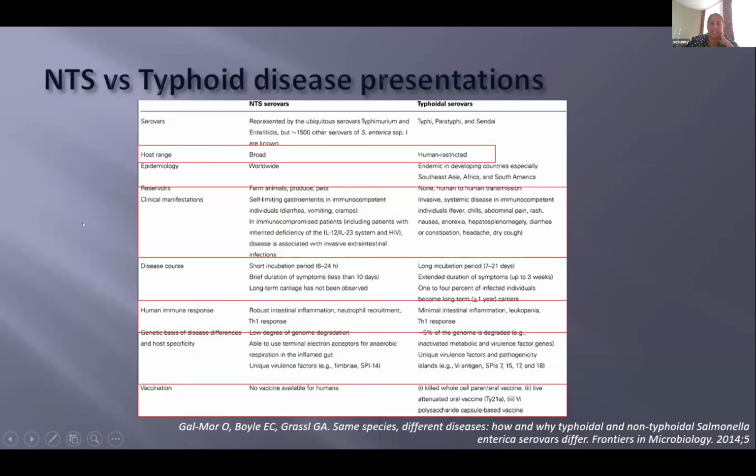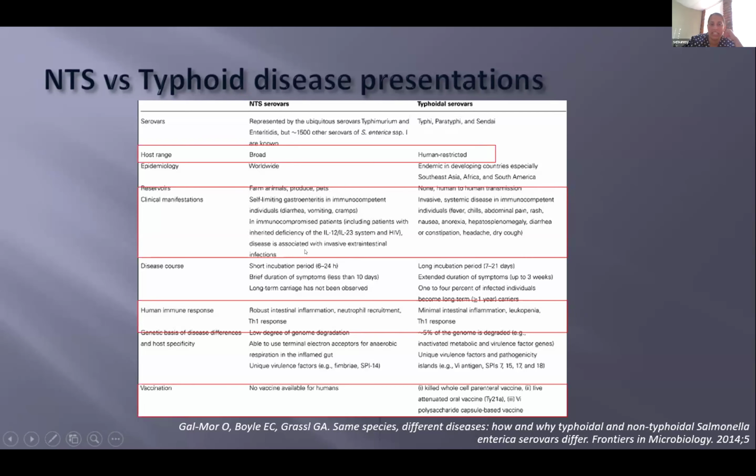So this is my quickfire slide, looking at differences of NTS versus typhoid. I've put this here because this used to confuse me a lot as a reg, until I did ID and actually figured out somewhat what was going on. I've just highlighted that in terms of NTS, like we've discussed, the host range can be very broad, humans and animals, whereas typhoid is more restricted to humans. The reservoirs for NTS, again, can be farm animals, produce, meats, the environment, whereas for typhoid, it's mainly human-to-human transmission.